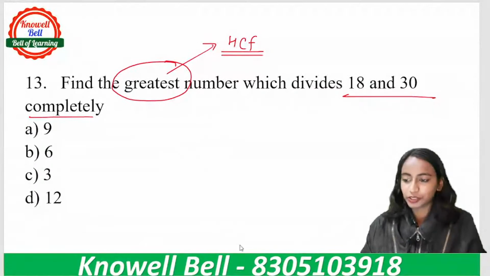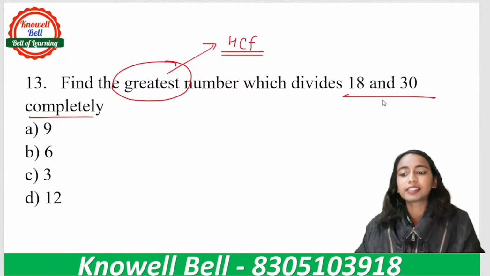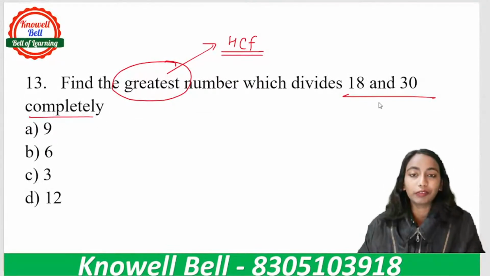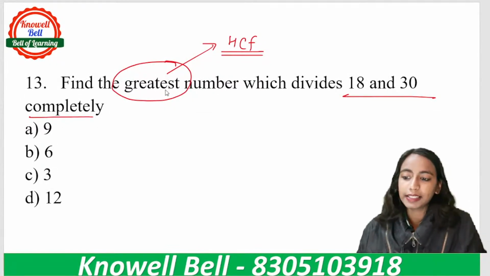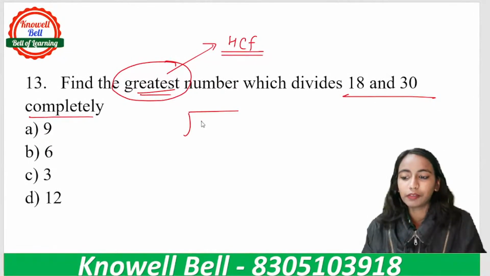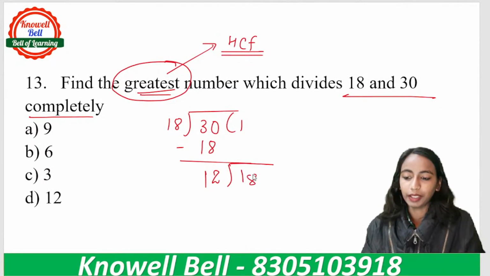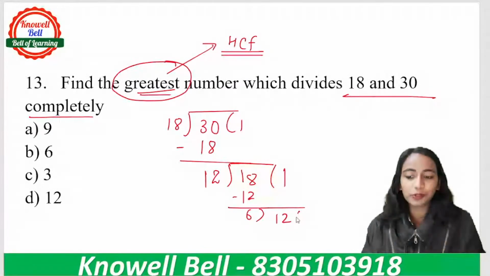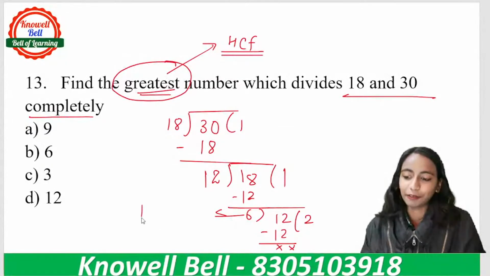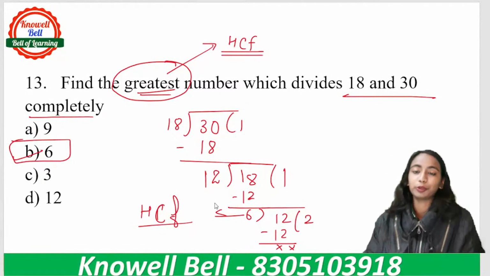How have we done this question? We have to find the greatest number which divides 18 and 30 completely. So we have to find the HCF. The word greatest is used. So once again we will use the common division method. 18 ones are 18. 30 minus 18 would be 12. Here will come 18. 12 ones are 12. What is left? 6. Then again we will use 12. So 6 twos are 12. The remainder will be 0. This way we get the HCF to be 6. What will be the value of HCF? The value of HCF will be 6. So the right answer will be option B, 6.